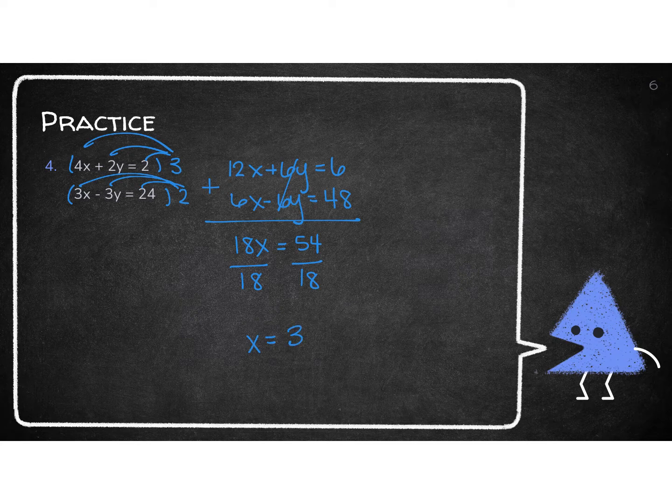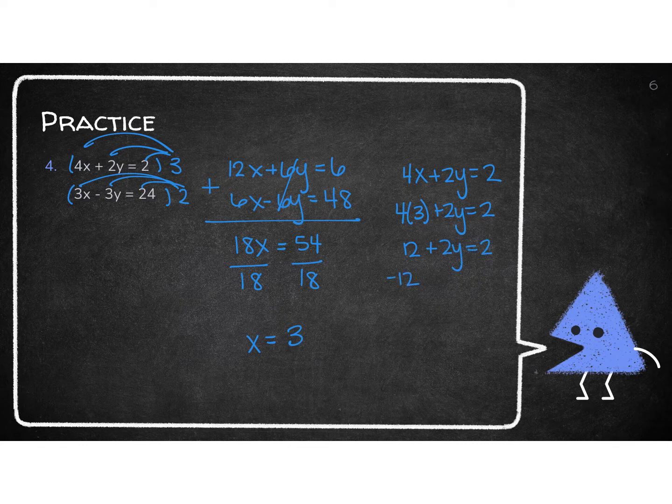So now I have to take that number and plug it back into one of the original equations. So I'm going to go back to the top one again. So I had 4x plus 2y equals 2. And I'm going to plug a 3 in for the x. So 4 times 3 plus 2y equals 2. Now we can just solve. So I have 12 plus 2y equals 2.